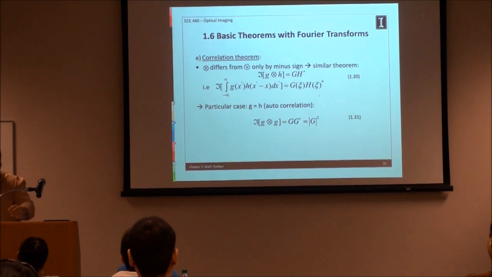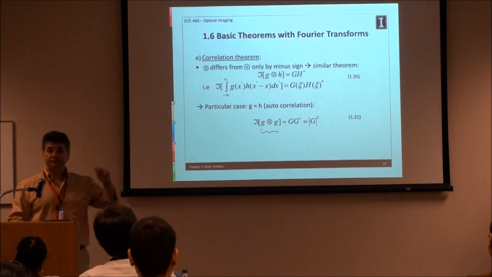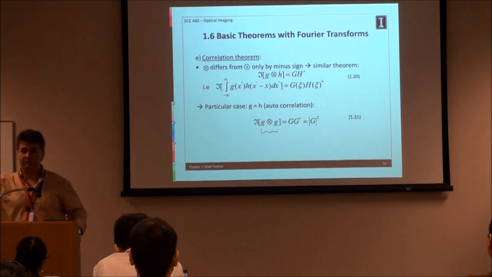Probably we have 2 minutes, so let's finish this. So that means if I take the Fourier transform of autocorrelation, G correlated with itself.